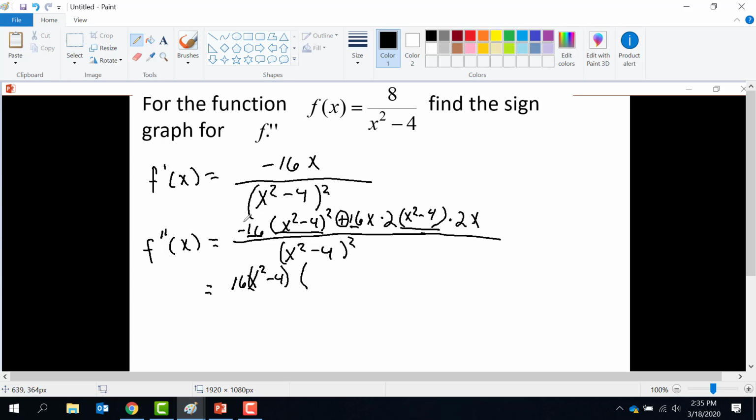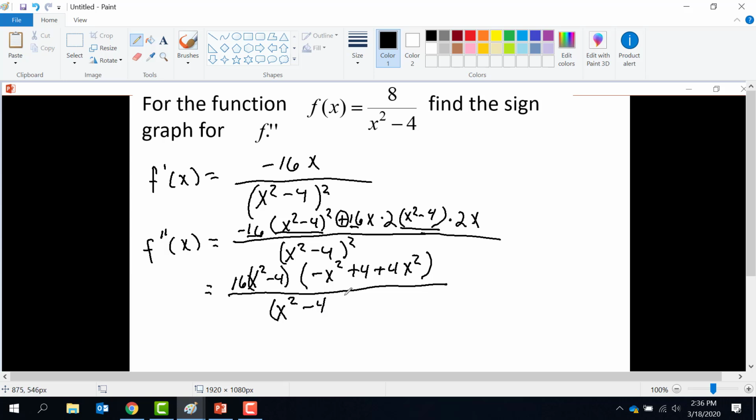And so from this term, we took out the 16, took out the x squared minus 4. What's left is the minus and one of the x squared minus 4s, since we had two of them. So we end up with minus x squared plus 4. And then over here, we took out the 16. We took out the x squared minus 4. So what's left is a 2x and a 2x plus 4x squared. And then in the denominator, we still have the x squared minus 4.